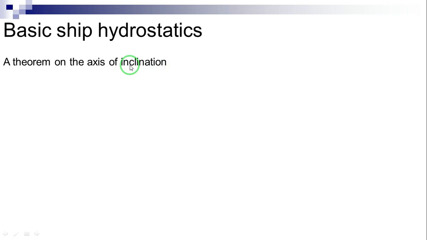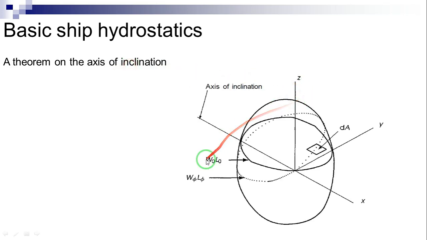Let us assume that the initial water plane of the body shown in this figure is W0, L0. Next, we consider the same body inclined by a small angle phi, such that the new water plane is W phi, L phi. The weight of the body does not change. Therefore, also the submerged volume does not change. It can be shown that the axis of inclination passes through the centroid of the water plane area, which is also known as center of flotation.